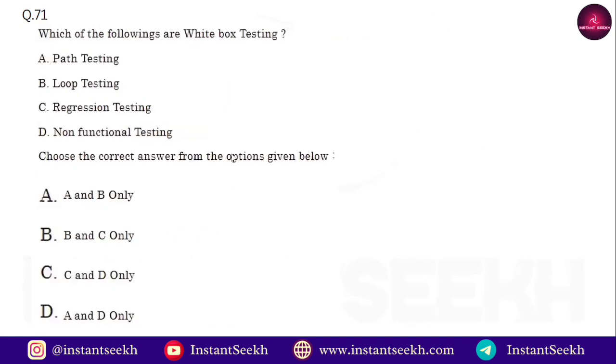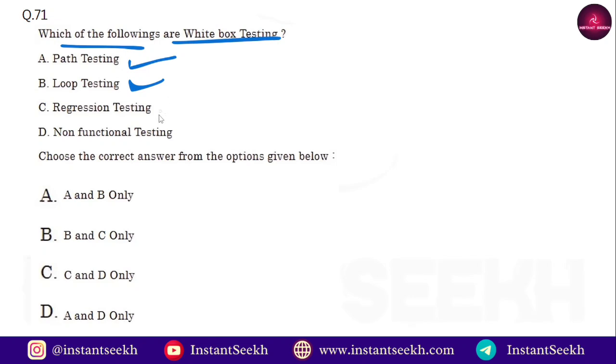Let's move on to the next. Which of the following are white box testing? Path testing is a type of white box testing because it involves testing the paths within the code to ensure all possible paths are executed at once. Loop testing is also a form of white box testing that focuses on validation of loops within the code to ensure they function properly under various conditions.